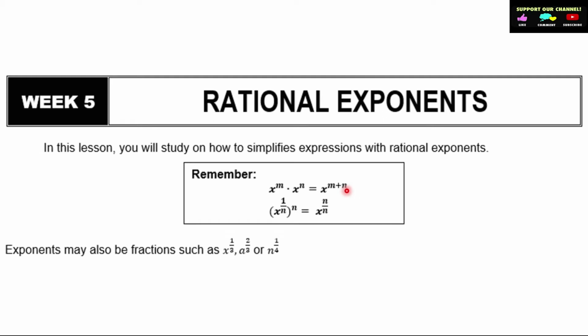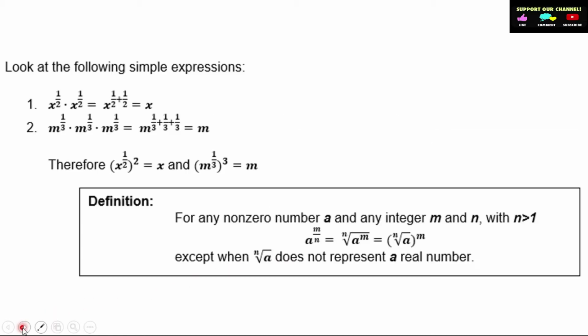So, we already discussed that in the last module, module 4 or week 4. Then, x to the power of 1 over n times n is just equal to n over n. So, the n that you multiply there, you can just cancel the n with the n. So, x to the power of 1. So, exponents may also be fractions such as x to the power of 1/3, a to the power of 2/3, or n to the power of 1/4.